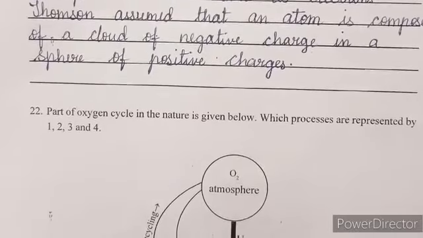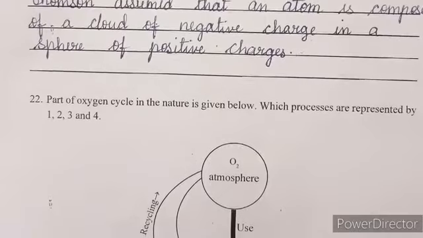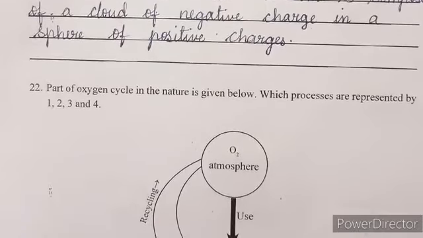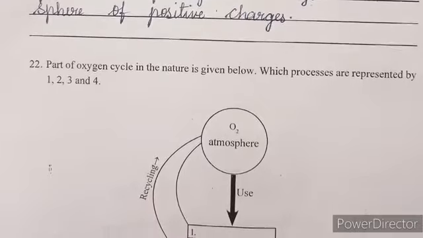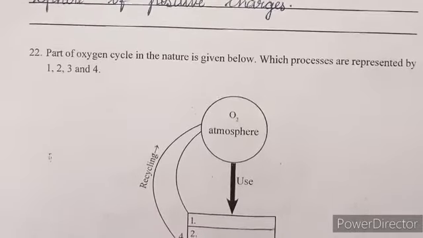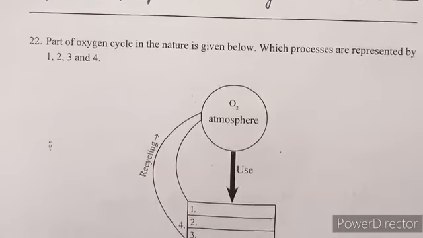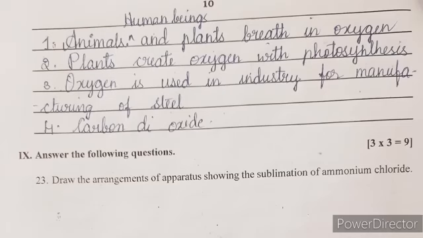Next question: part of the oxygen cycle in nature is given below. Which processes are represented by 1, 2, 3, 4? Here we have a diagram. In this, 1, 2, 3, 4, the numbers which I have written, we need to name what those are. So here we need to write 3 uses of oxygen.